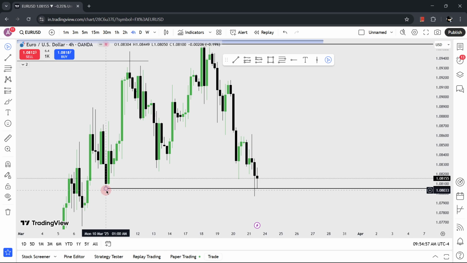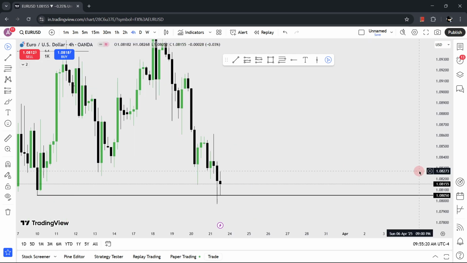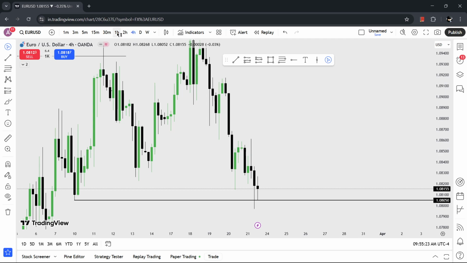And we have this major, or I could say a good major 4-hour low. So for the New York session, your target should be here. Now let's go to the trade. So I'm going to the 1-hour chart.